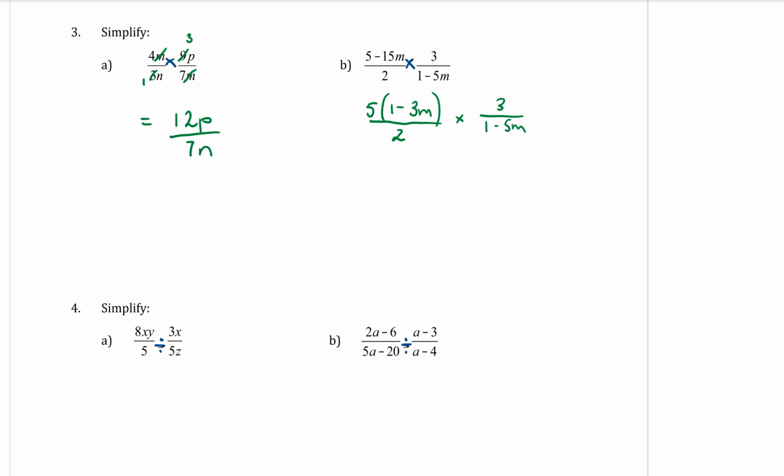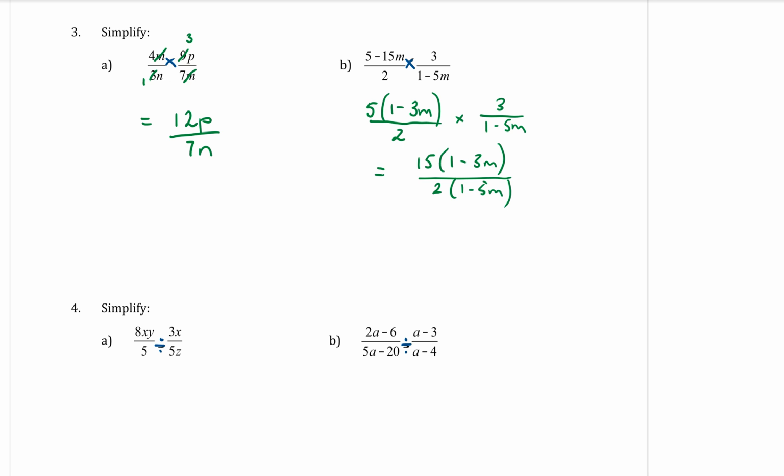There's actually nothing I can do to cancel anything in that question. All I can do is multiply the tops and the bottoms together. So the 5 and the 3, I would multiply them on the top. 5 times 3 is 15. And I would have 1 minus 3m. On the bottom, I'm going to multiply the 2 with the 1 minus 5m, and they just sit next to each other like that. I can't actually cancel anything, unfortunately.